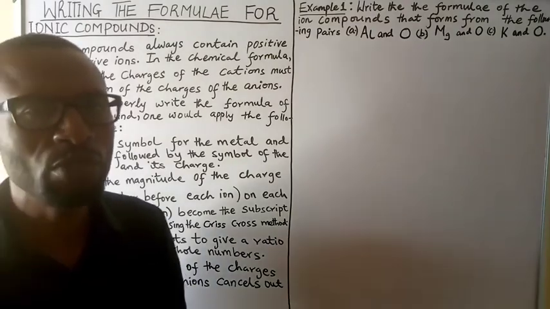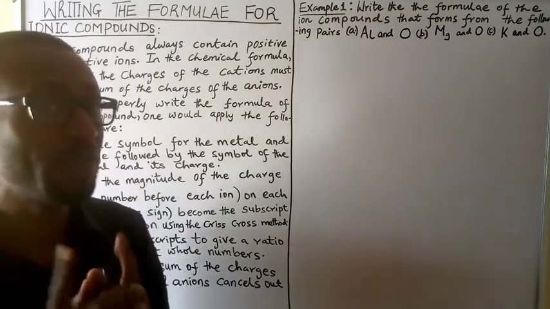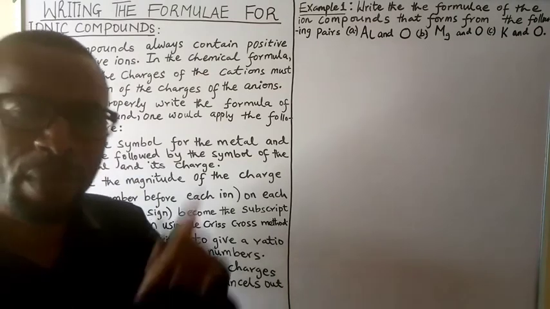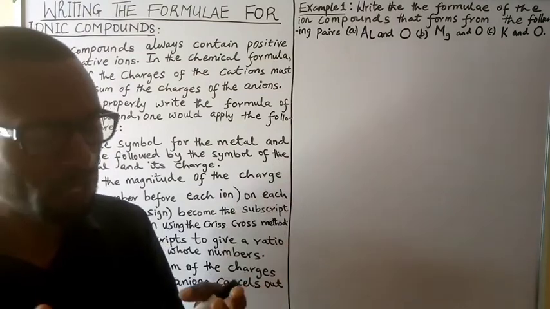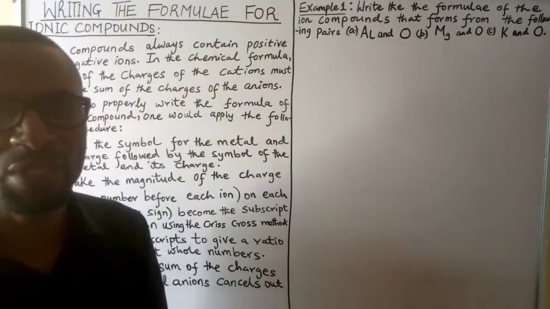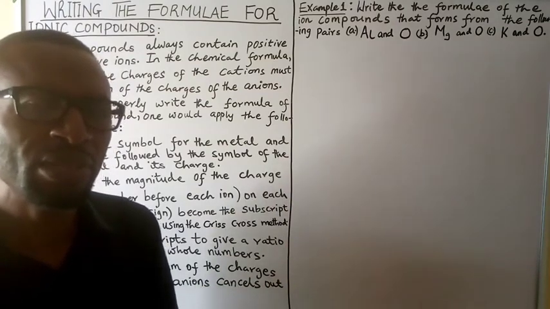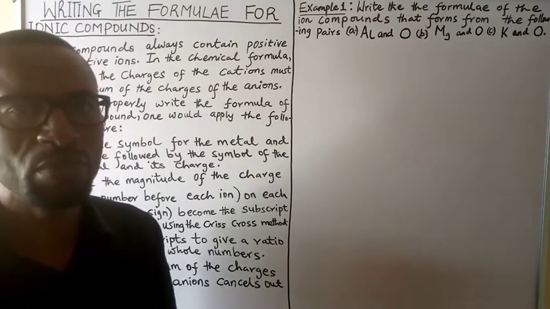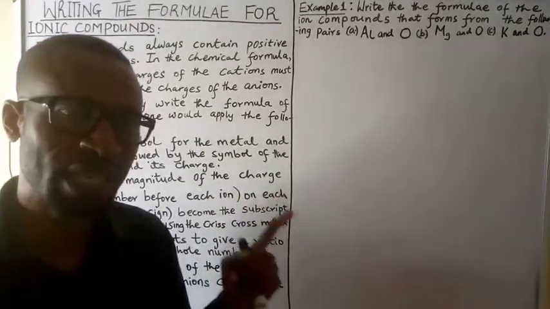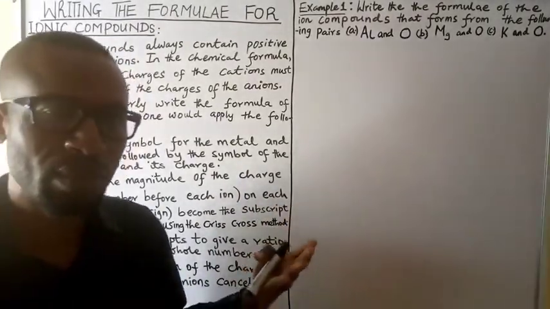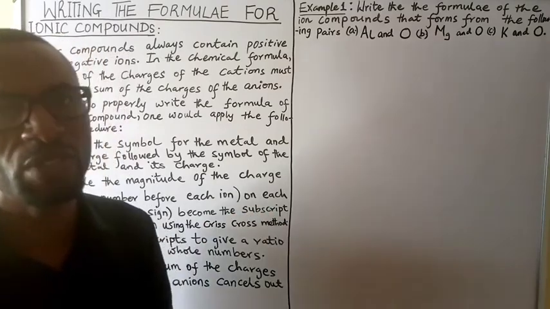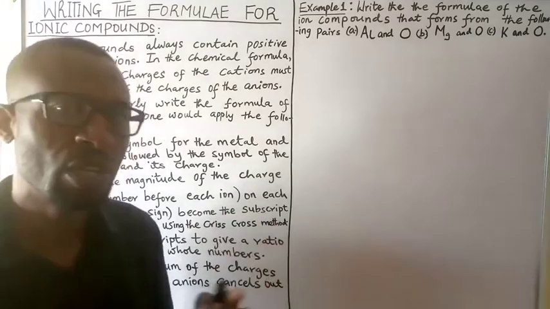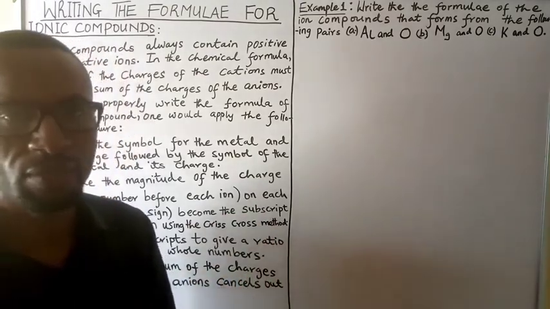When you have done that, you go to the second step, which is very critical, something I mentioned in my last video, which is the magnitude of the charges. Like I said in the last video, the magnitude of charge tells us about how strong ionic bonds are, because the greater the magnitude of the charge, the stronger the attractive force. So the magnitude of charges helped us in the last video to appreciate the strength of different ionic bonds.